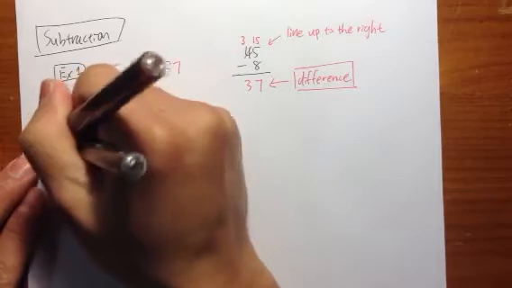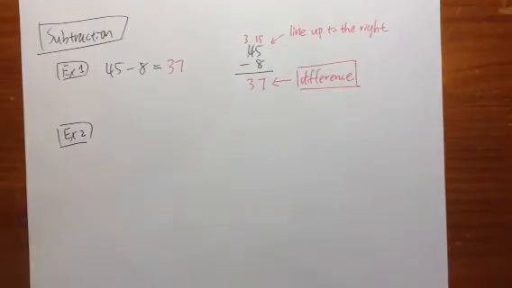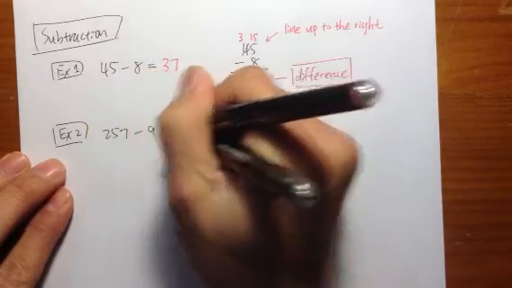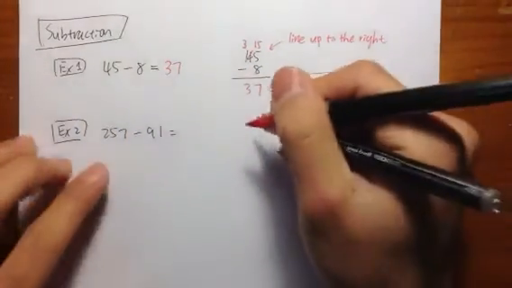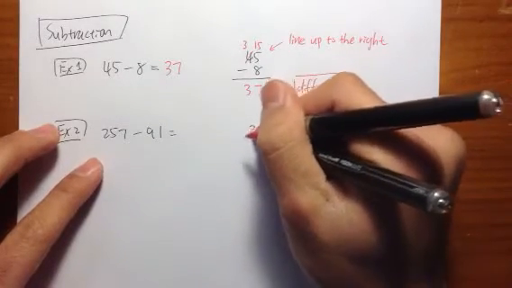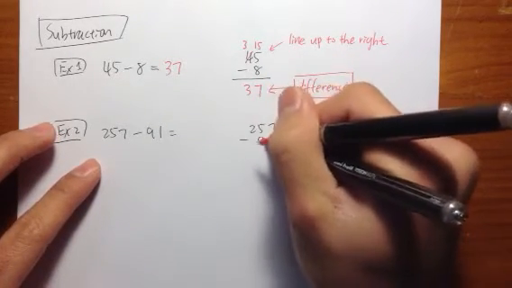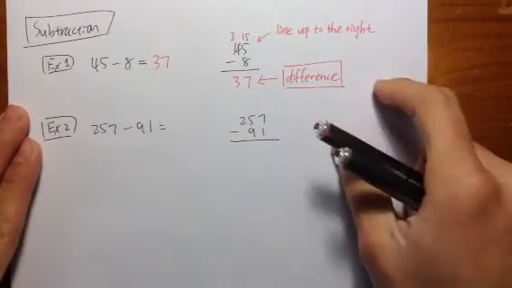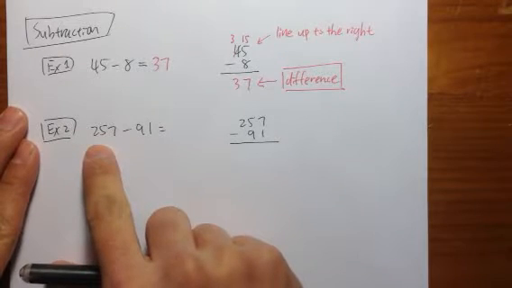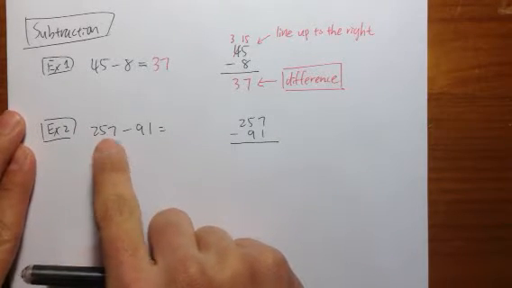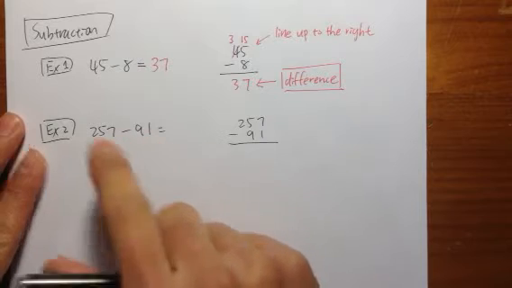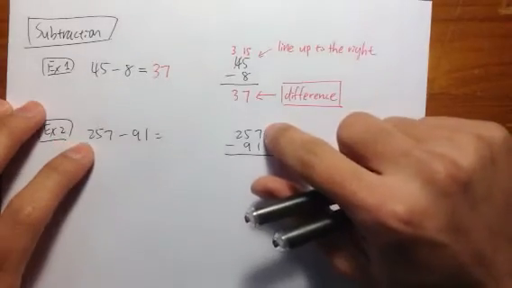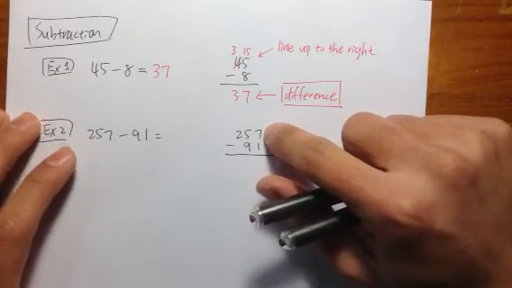So next one, example number 2. Let's say I have 257 minus 91. So again, I'm going to write down 257 minus 91. You have to be really careful when you're doing subtraction, because as we talked about in the previous video, the order of subtraction does matter. So if the question is 257 minus 91, you must put the 257 on the top.